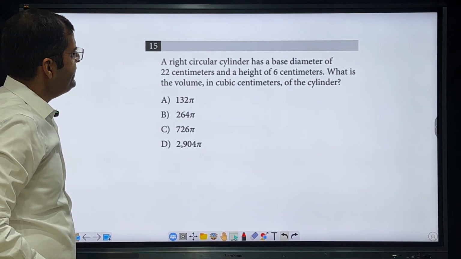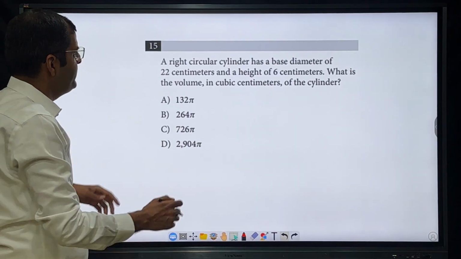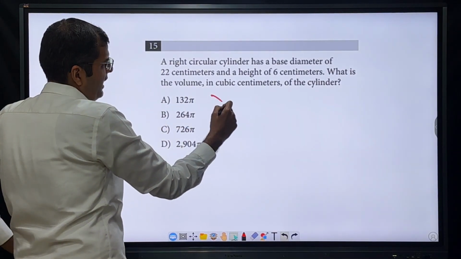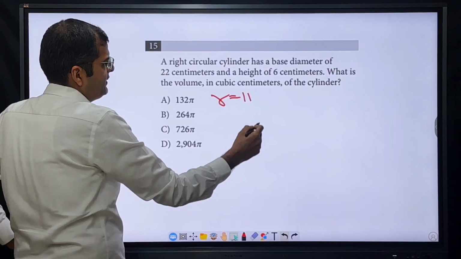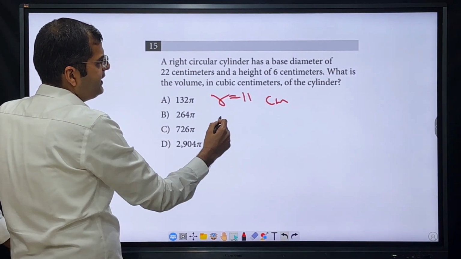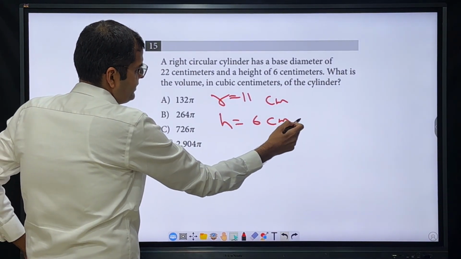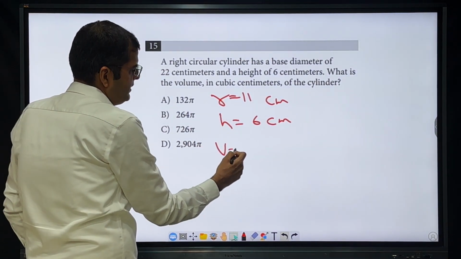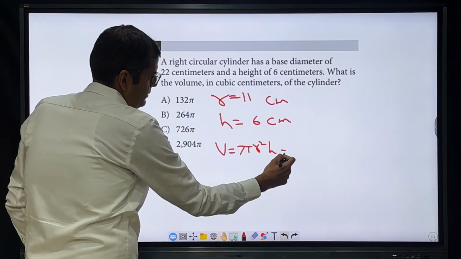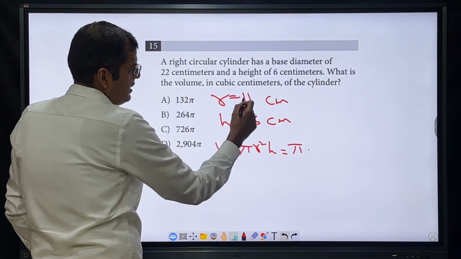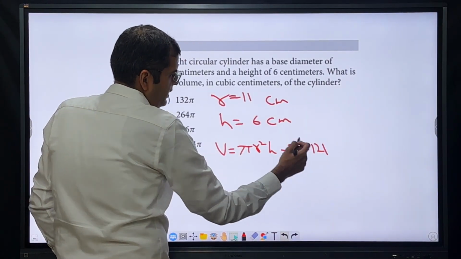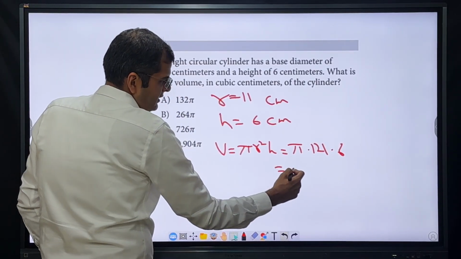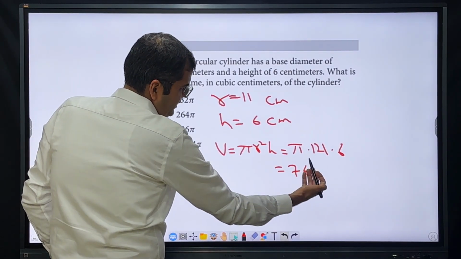Now this question says a right circular cylinder has a base diameter of 22 centimeters. So diameter is 22, radius is 11 centimeters. Height is 6 centimeters. What is the volume in cubic centimeters of the cylinder? Volume is pi r square h. Putting in the values, it will be pi times r square, which is 121, 11 square, and h is 6. So this becomes 726 pi.